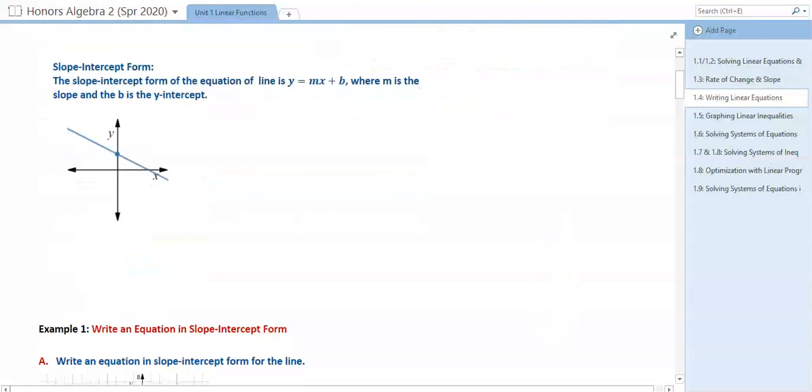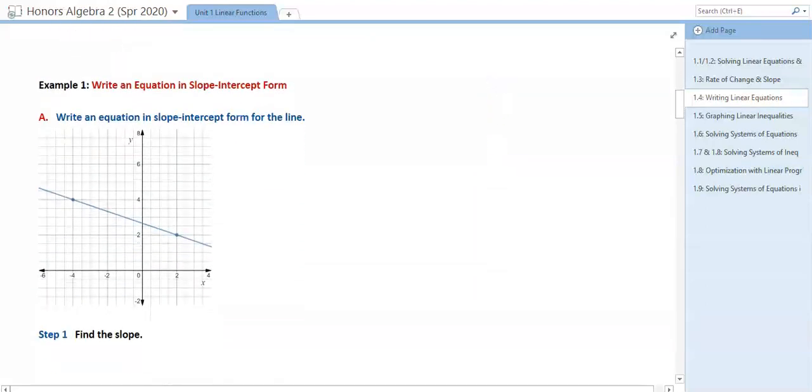Remember that the slope-intercept form of an equation is y equals mx plus b. Y equals mx plus b. This one should be ingrained in your head somehow. And so when we look at a line on the graph, remember that the y-intercept is the b, and that ordered pair would be (0, b). And then the slope, if we take a second point, we could find the slope of that line.